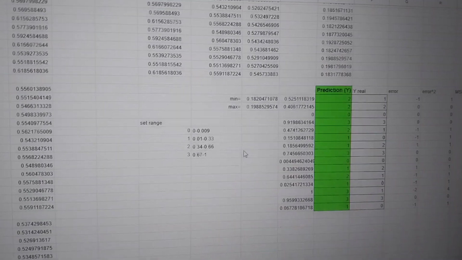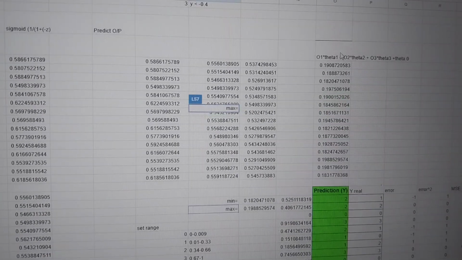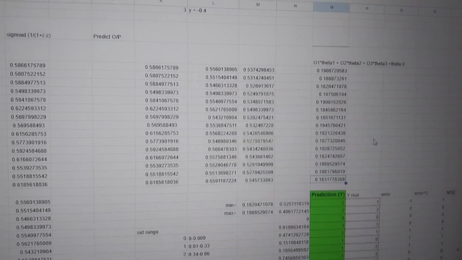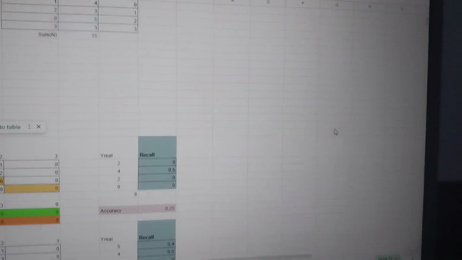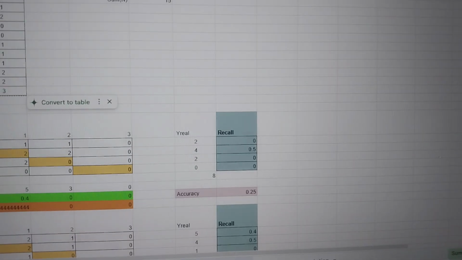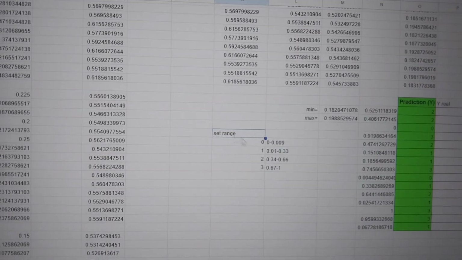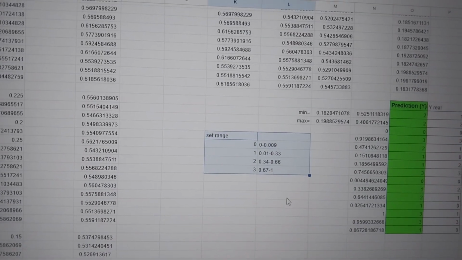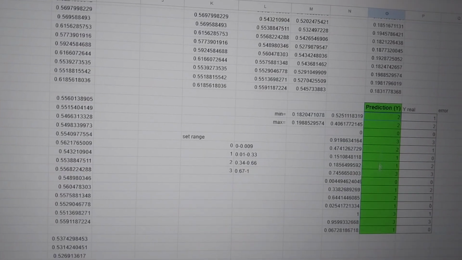And then after that, we get the min and max from the values we calculated. And then we had to set a range so that we can get the Y prediction here.